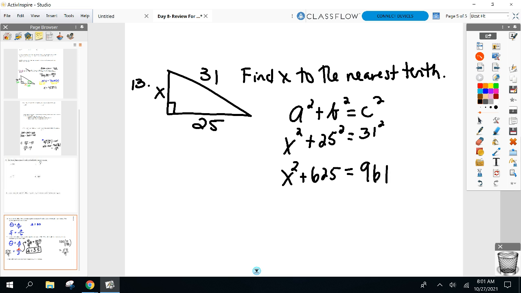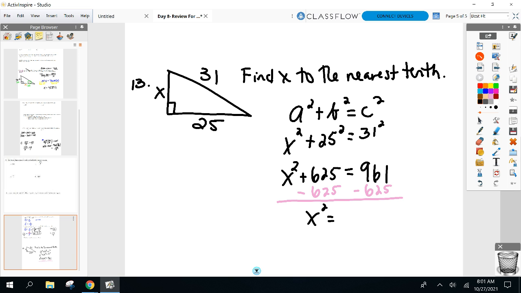All right, next move. To get x by itself, move the 625 over, subtract it. X squared equals 336. 961 minus 625. And then your final step to get x by itself, square root. Take the square root of 336. You don't need to calculate anything to subtract. And then, well, I am getting 18.3.